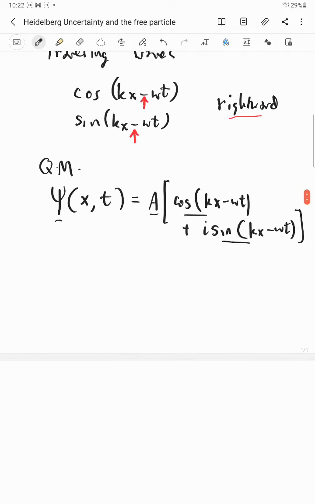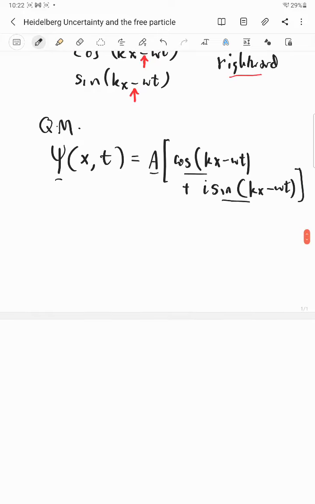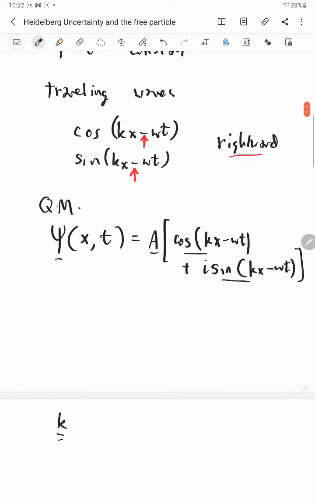So before I do much more with the quantum mechanics, I want to ground us in what is k, in particular, just what is k, right? So k is written up in here. It's multiplying the x. So dimensionally, k is going to be 1 over a distance, right? Because the argument of cosine and sine and these trigonometric functions actually has to be an angle.